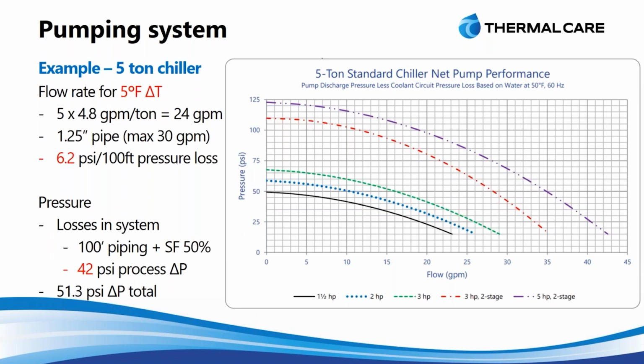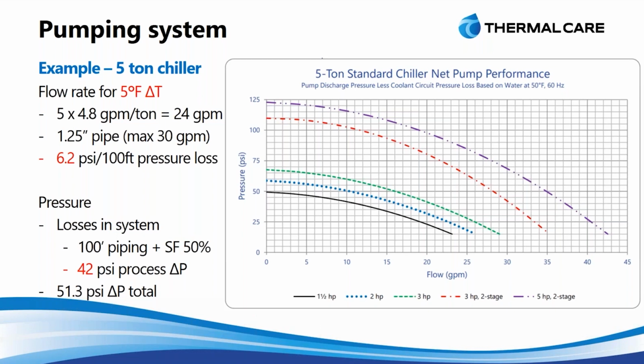Now we're going to change it a little bit. We still have the same 5-ton chiller, the same piping, and the same process. But we're going to try to achieve double the flow rate that we had. So instead of 12, we're at 24. We're still in that 1.25 inch piping because we're still below that max, but now we're closer to the max.